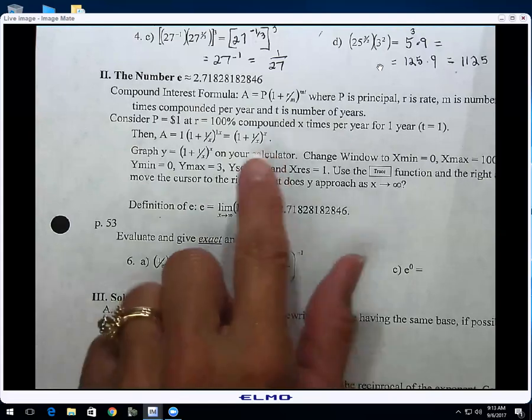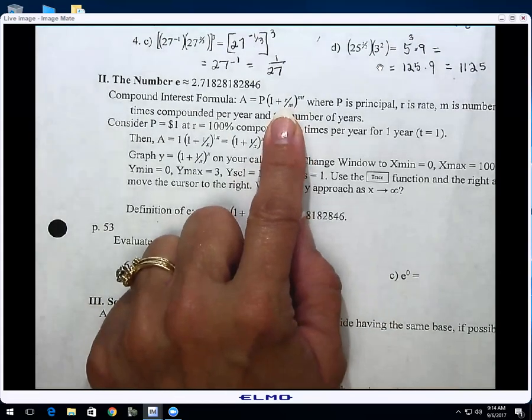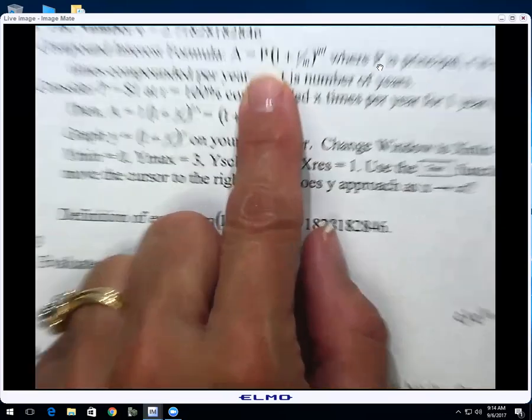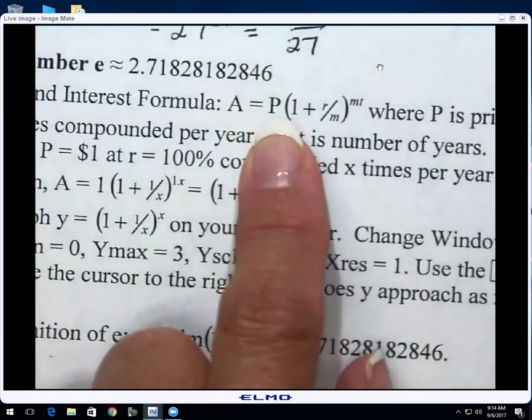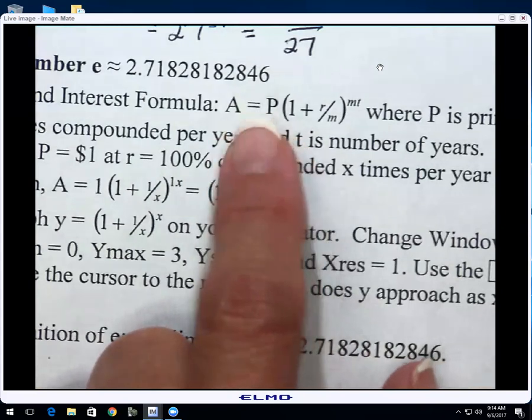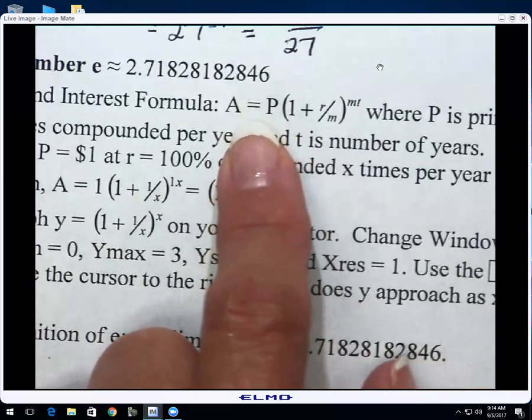So here is the compound interest formula. A equals P times (1 plus R over N) to the NT. P is the principal that you start with.